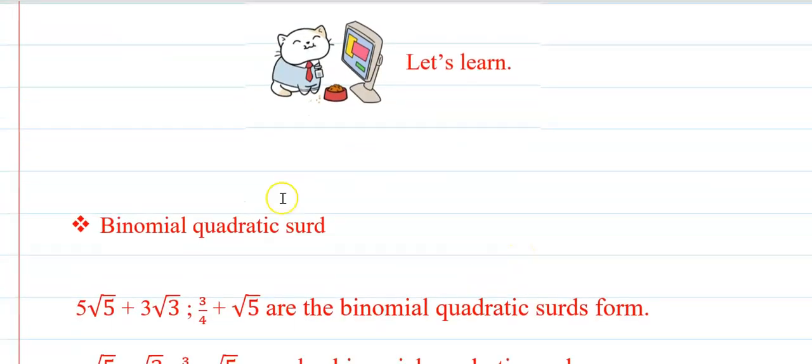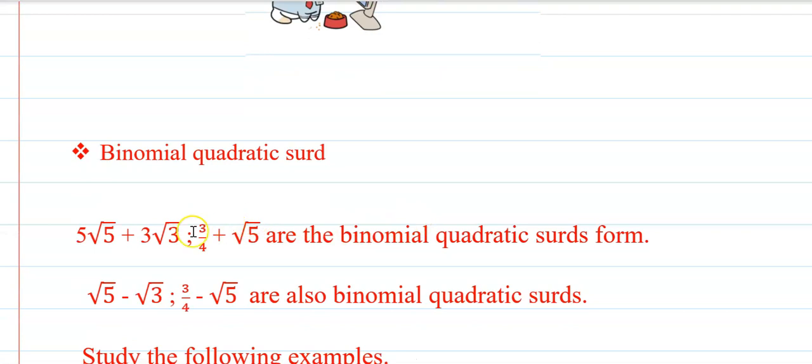Now next example. Next we will learn binomial quadratic surd, that is, it contains two terms. 5 root 5 plus 3 root 3, and 3/4 plus root 5 are binomial quadratic surds. म्हणजे यामध्ये इरॅशनल नंबर्स असणार, दोन टर्म्स असणार, दोन्ही इरॅशनल असतील किंवा दोघांपैकी एक इरॅशनल असेल, पण दोघांपैकी एक कमीत कमी इरॅशनल पाहिजे. Then we say that it is a binomial quadratic surd.